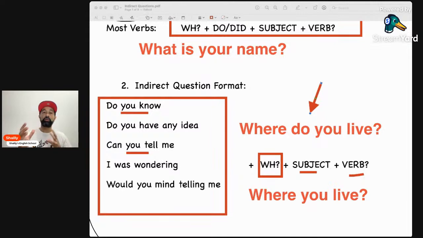All right, so that's how we separate those two. Do you know? The person might not know the answer. And can you tell me? They know the answer. So that's why I recommend these two phrases today. If you have these two phrases, you can speak in any situation.